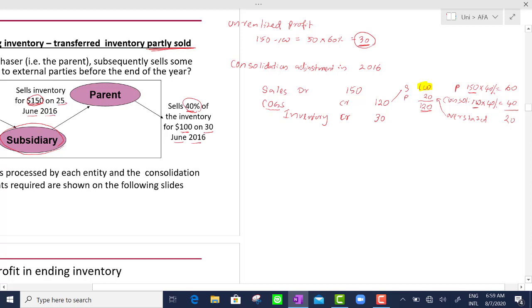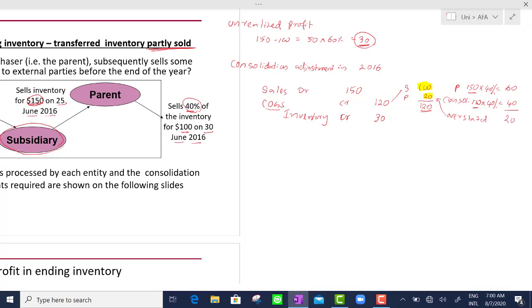But from the group's point of view, it should be 40, because the cost to the group is 100, into 40%, 40. Therefore the P company's cost of sales is overstated by 20. To remove that, we can credit another 20 to the cost of sales. Altogether 100 plus 20, 120 should be credited to the cost of goods sold.